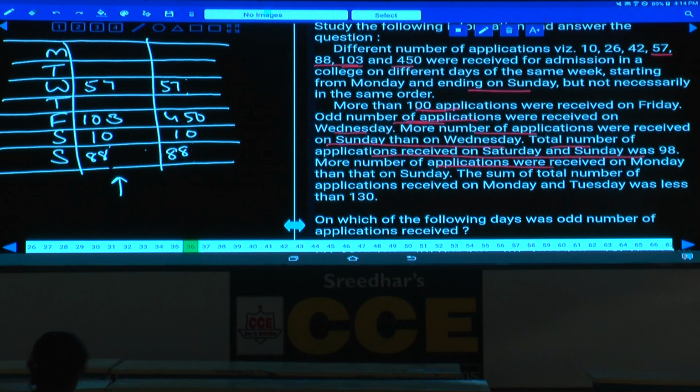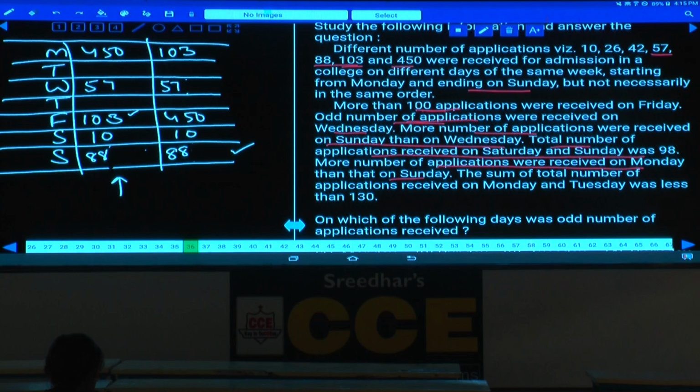More number of applications were received on Monday than that on Sunday. Now on Sunday these two are what? 88, and Monday it should be more than this one. Now in the first case, 88 completed, 103 completed, and what is more than this 88? Only 450 is left over, isn't it? And 103 is already completed here, hence 450. Now in the second case, 88 is here, 450 is done, then what is left over here? 103 must be here. Done with this? On Monday, it should be more than on Sunday.